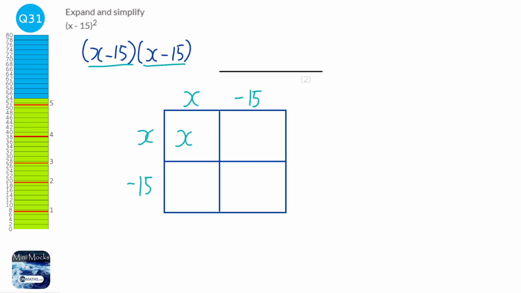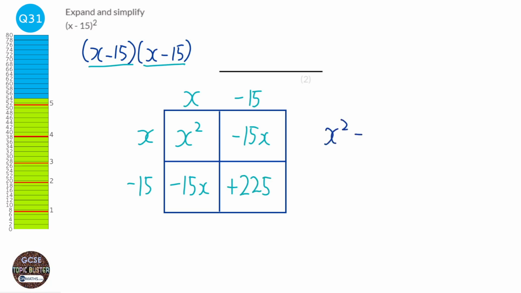Then we're going to do x times x, which is x squared, x times minus 15, which is minus 15x. Same again here. And then we've got a minus times a minus, which is a positive 225. Put all the terms together.